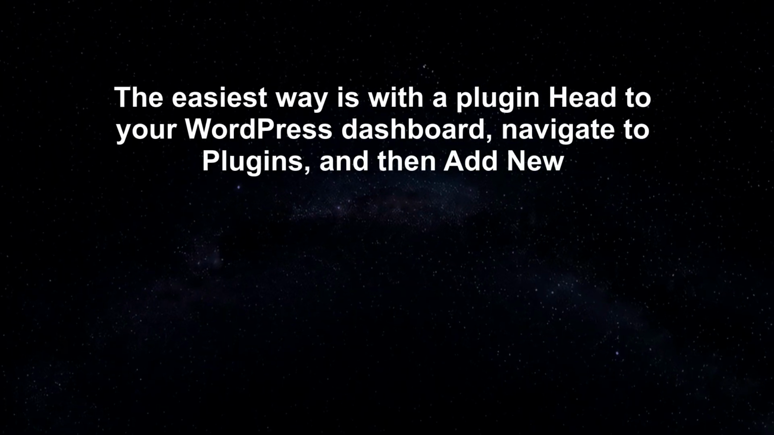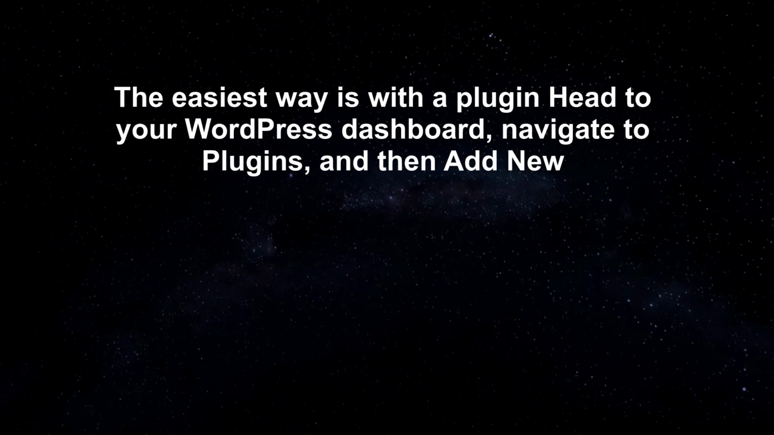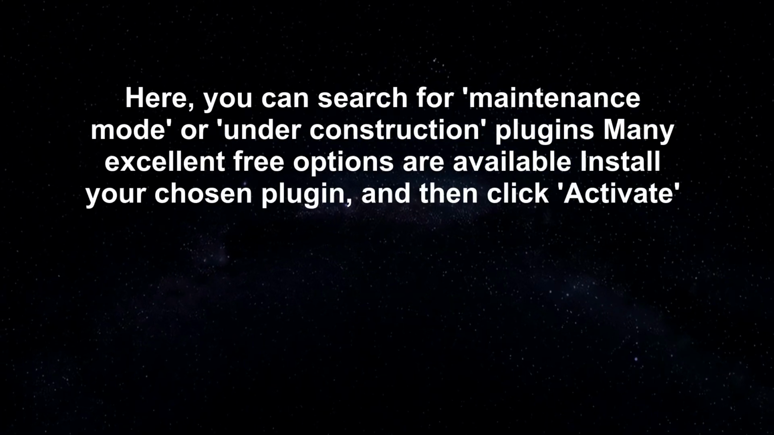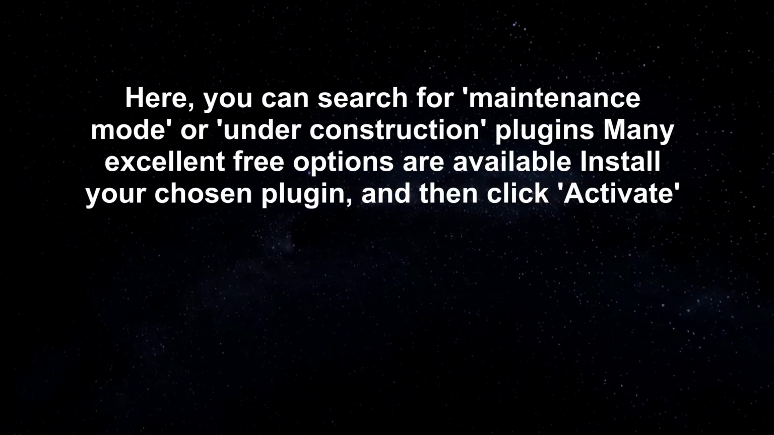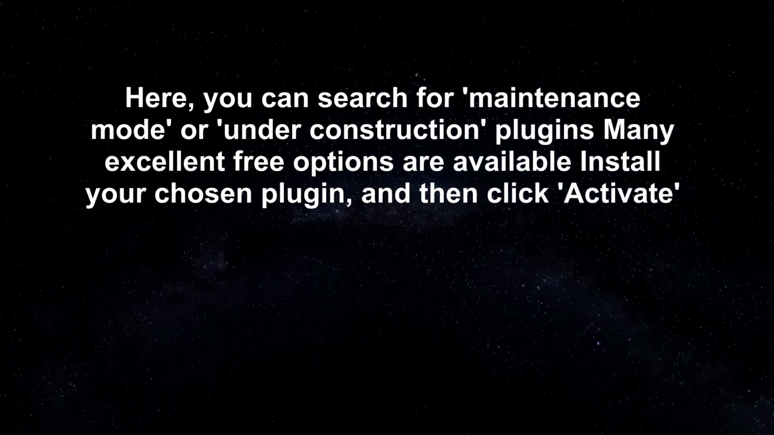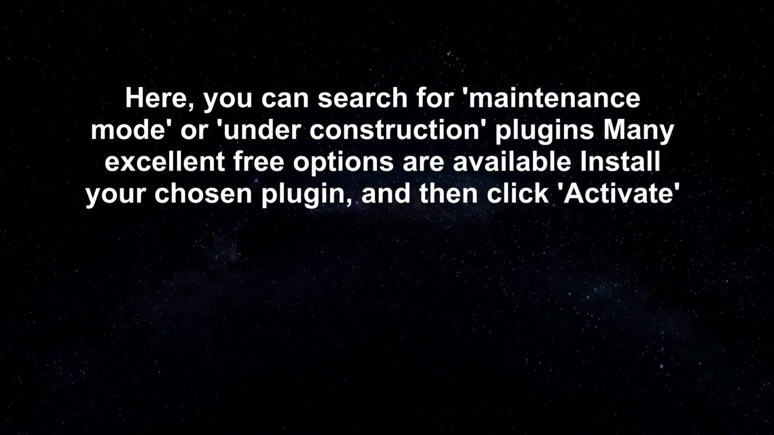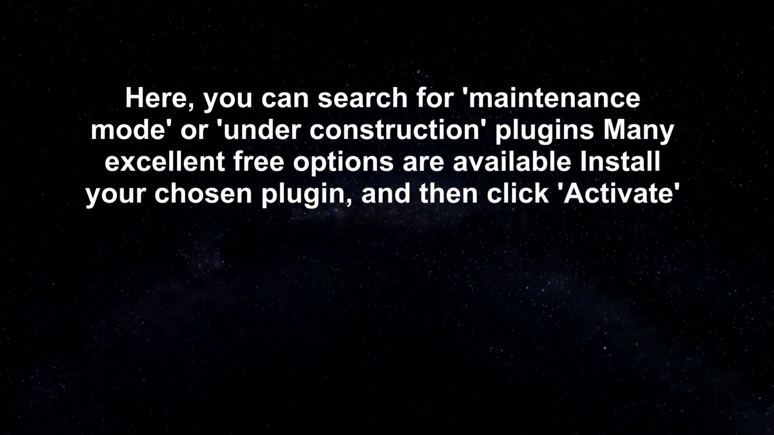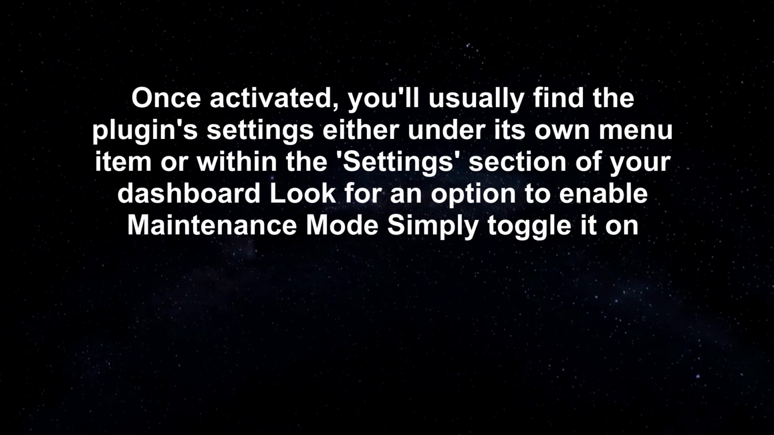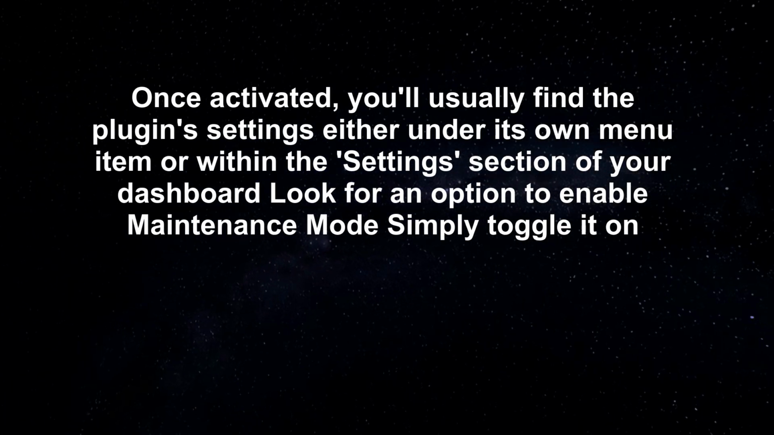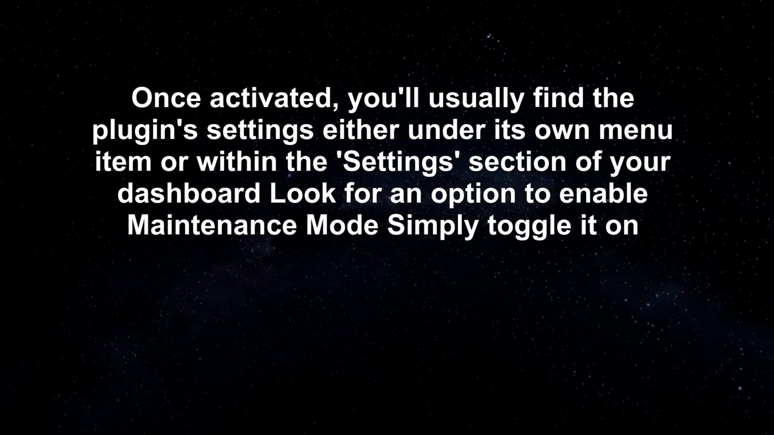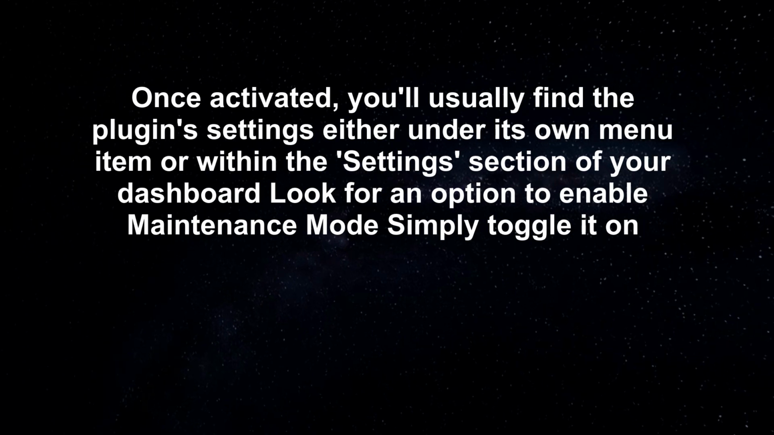The easiest way is with a plugin. Head to your WordPress dashboard, navigate to plugins, and then add new. Here, you can search for maintenance mode or under construction plugins. Many excellent free options are available. Install your chosen plugin and then click activate. Once activated, you'll usually find the plugin settings either under its own menu item or within the settings section of your dashboard. Look for an option to enable maintenance mode.